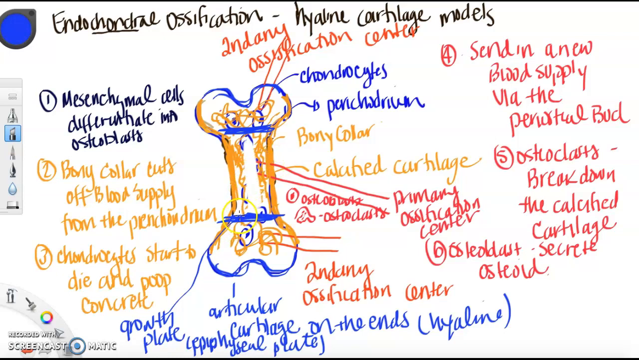So that is called, again, endochondral ossification. We're getting the bones from hyaline cartilage models. Okay, so please go through all these steps, and we'll talk about how bone grows.